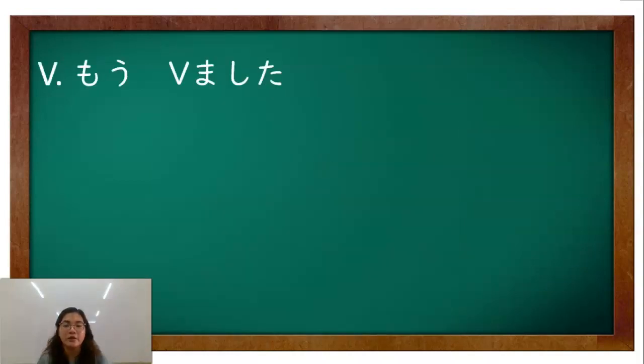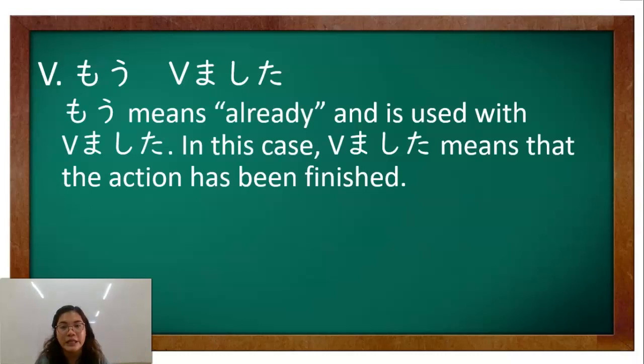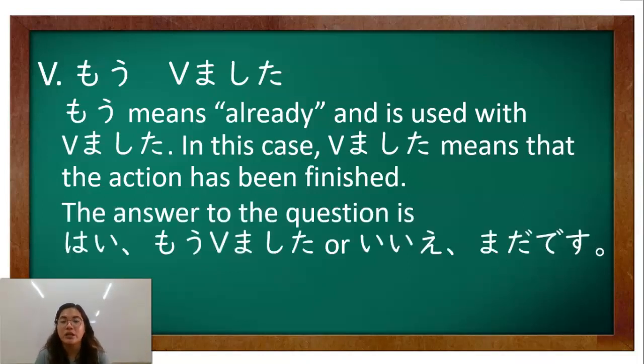Okay? Next sentence pattern. Mo verb mashita. Mo means already, and it is used with verb mashita. So, since ginawa mo na ang action, in this case, with the verb mashita, that action has been finished. So, when you use mo, always make the verb in the past. The answer to the question is, hai, mo verb mashita or iie, mada desu.